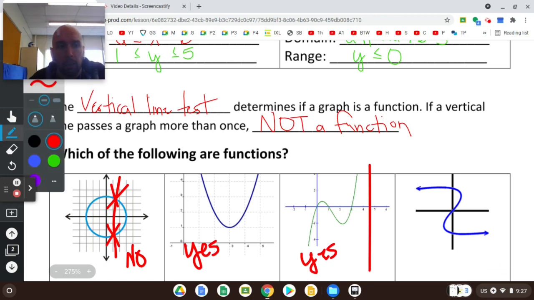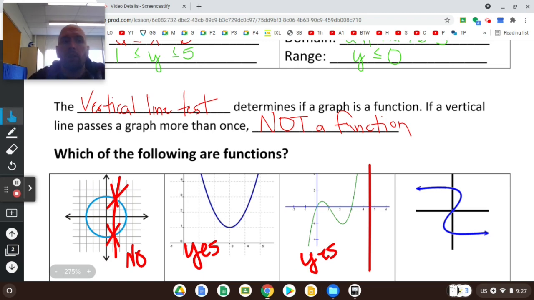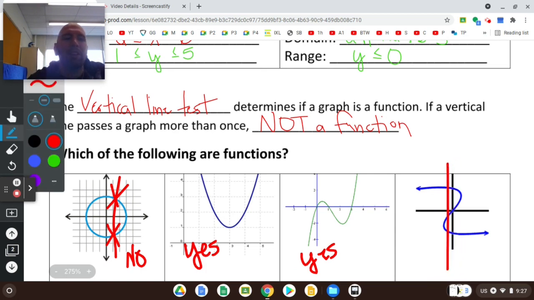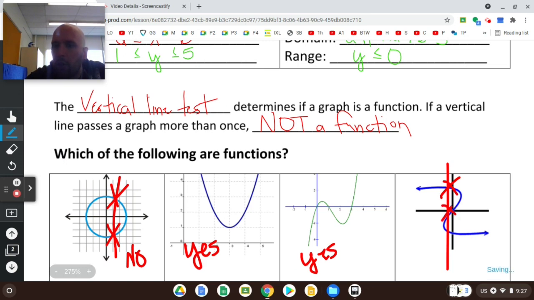Let's see if that happens over here. Beep, beep, beep. I'm not going to scream because people in the other room are taking tests. So not only does it hit the graph more than once, it hits it 3 times. No. That's the vertical line test. And I believe that's it for the page.